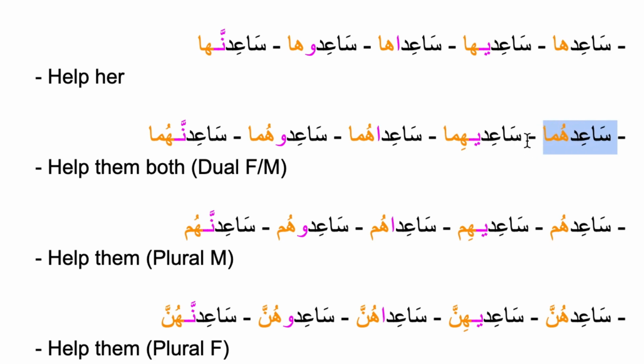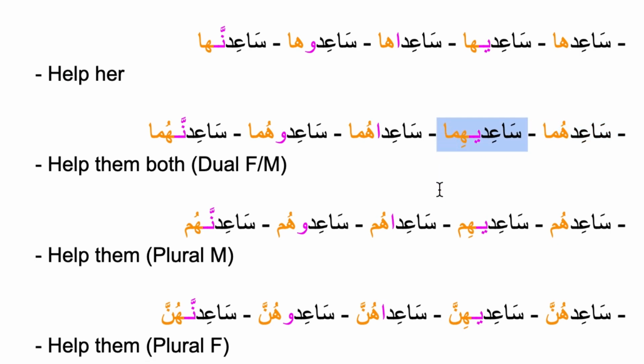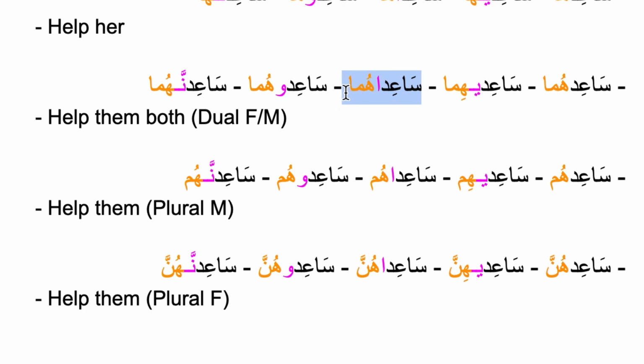Next, Sa'idhuma, Sa'idihima, Sa'idahuma, Sa'iduhuma, Sa'idnahuma. And all these mean help them both. Next, Sa'idhum, Sa'idihim, Sa'idahum, Sa'iduhum, Sa'idnahum. And all these mean help them for plural male.